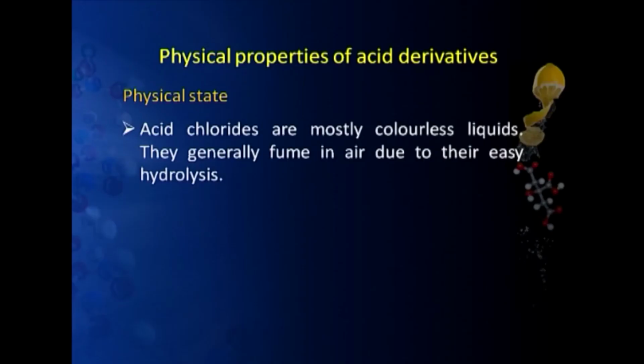Now, let us talk about their physical properties, and in physical properties let us first take up the state. Acid chlorides are mostly colorless liquids. These acid chlorides generally fume in air, and the reason for this is that they can easily be hydrolyzed. As the vapors of the acid chloride come in air, they get hydrolyzed with the moisture in air, and what happens? HCl is formed and the fumes are obtained.